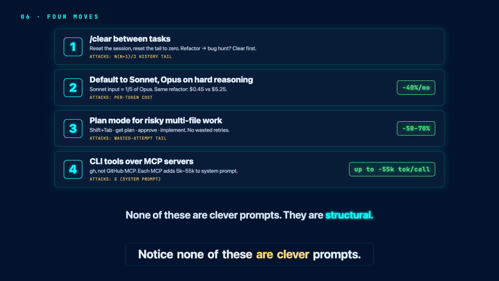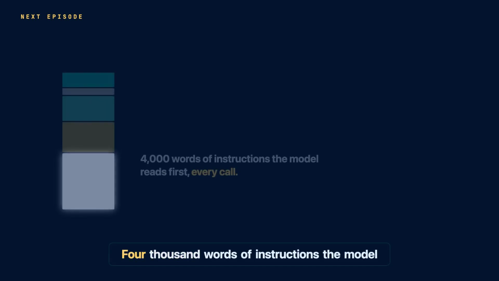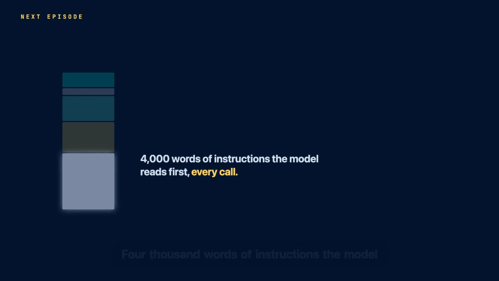Notice none of these are clever prompts. They are structural. They each pull a number out of the equation scene 3 built. That is the move. One thing I waved past, the system prompt. 10,000 tokens. 4,000 words of instructions the model reads first, every single call.